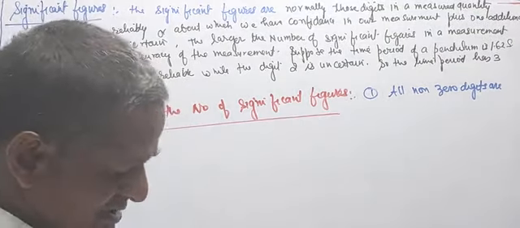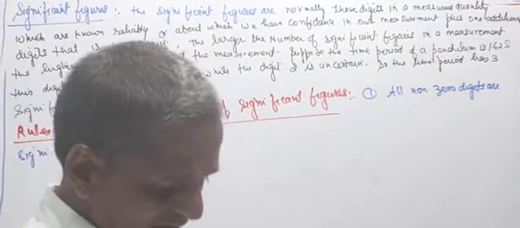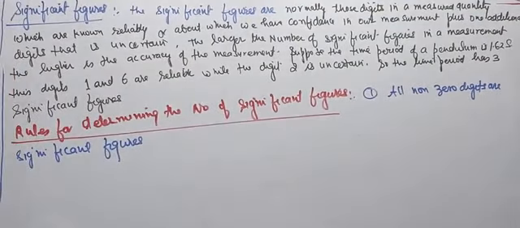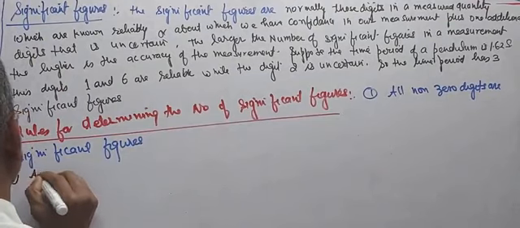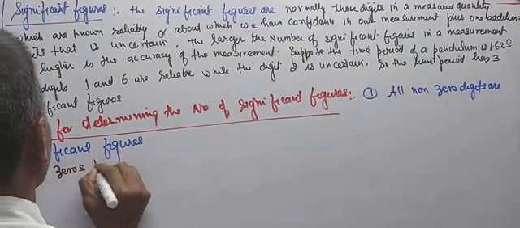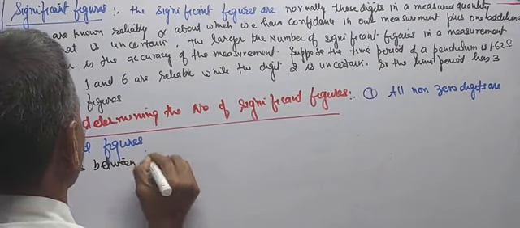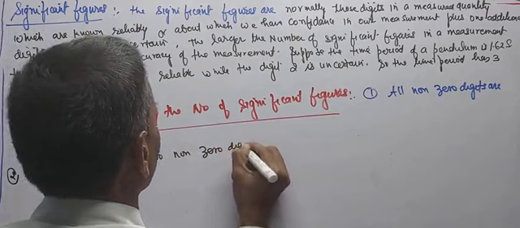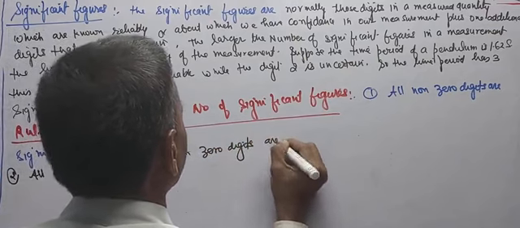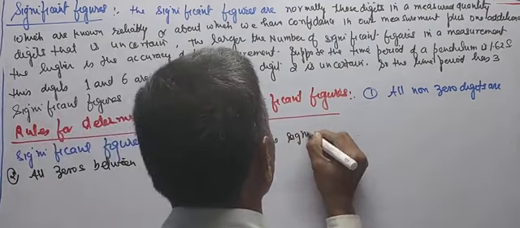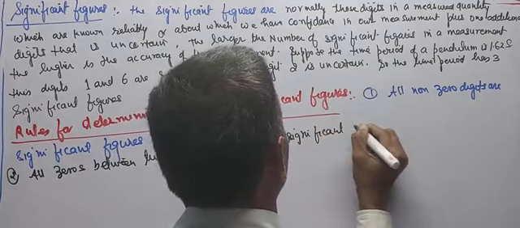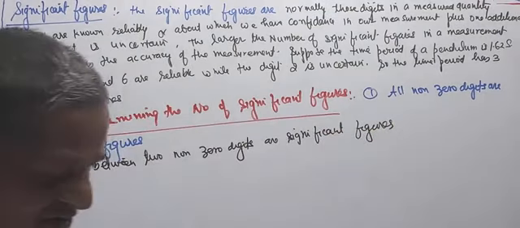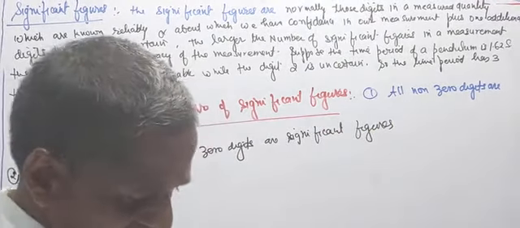Second point, all zeros between two non-zero digits are significant figures.